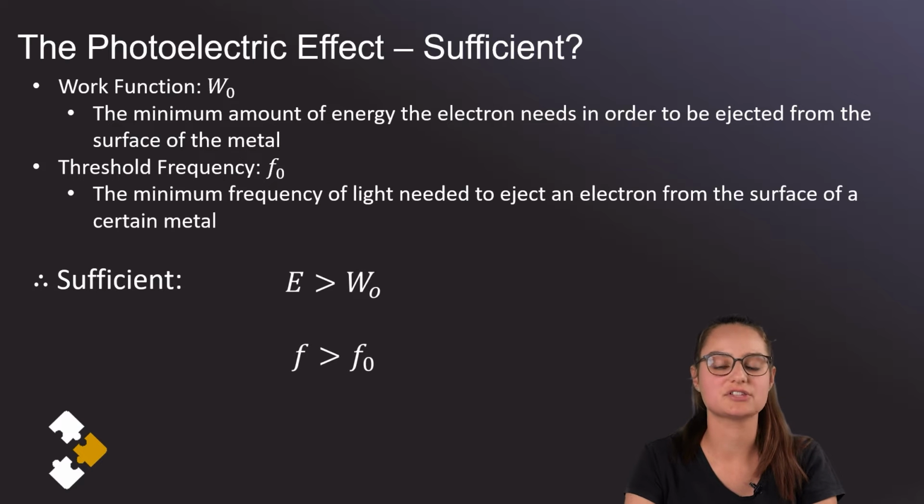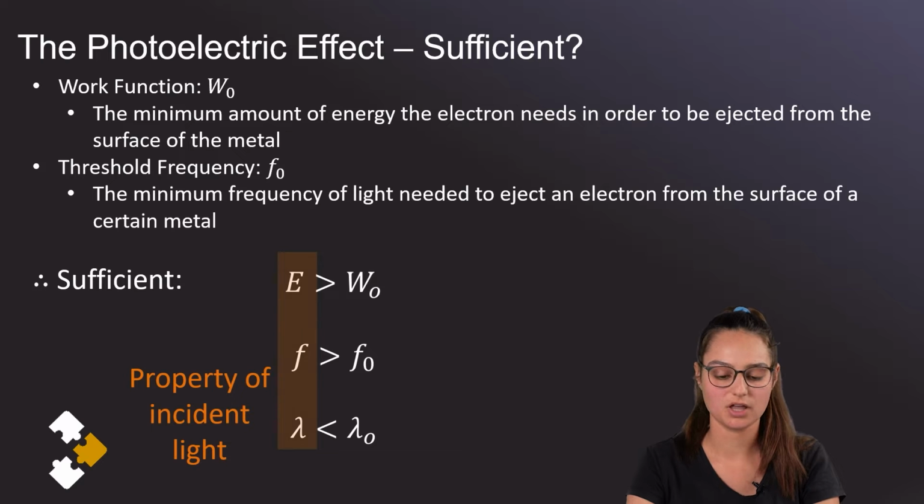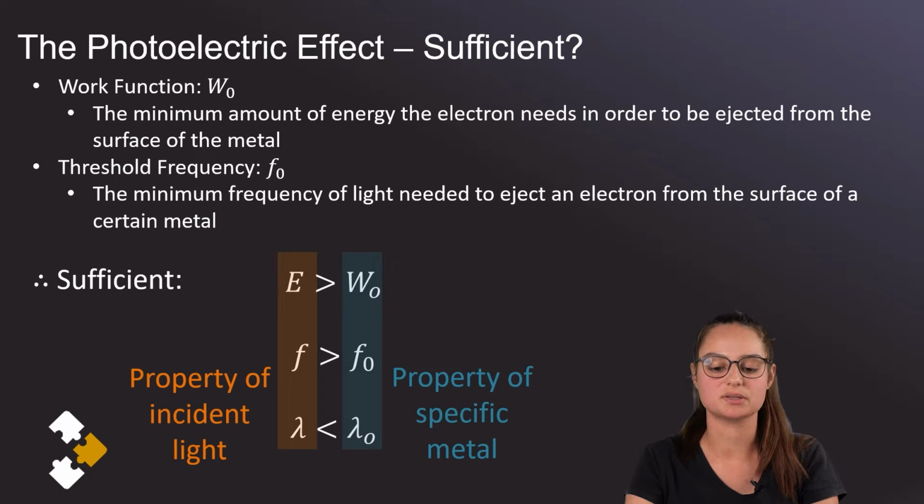So in order to have sufficient energy, our energy needs to be greater than our work function, or our frequency needs to be greater than our threshold frequency, or our wavelength needs to be smaller than our threshold wavelength, because remember, the smaller the wavelength, the greater the energy. So all of those properties on the left in orange are the properties of the incident light, whereas the ones in blue are the properties of the specific metal.